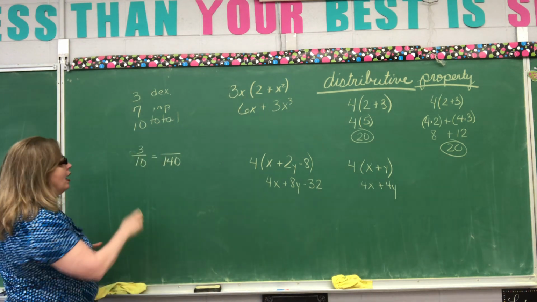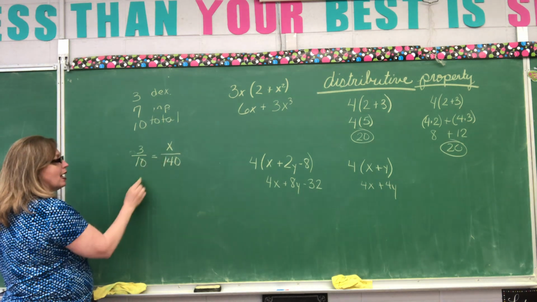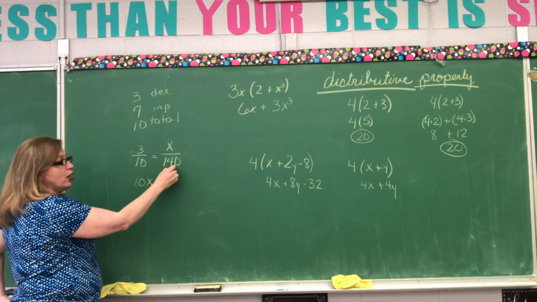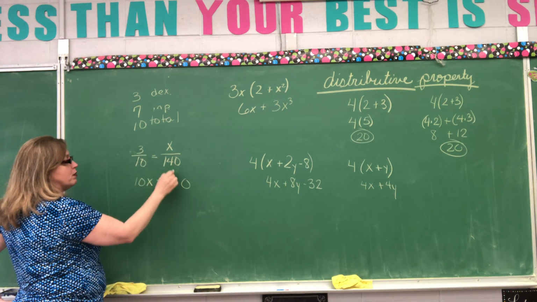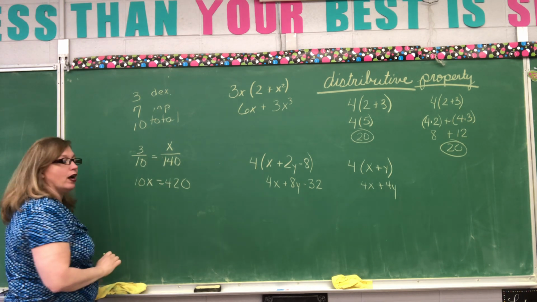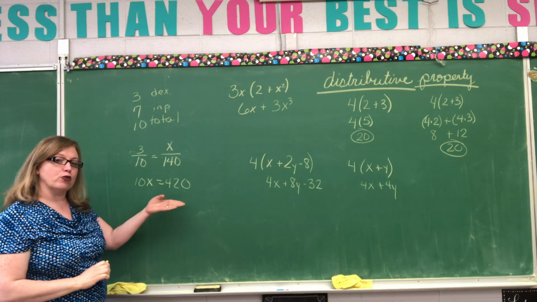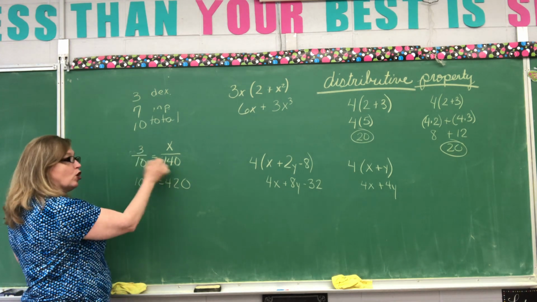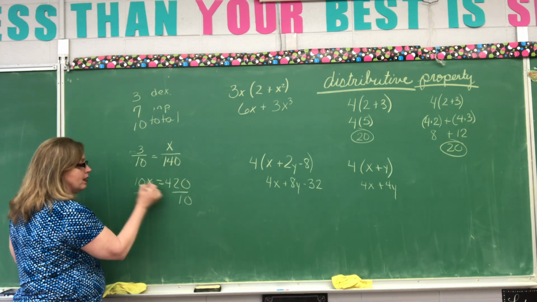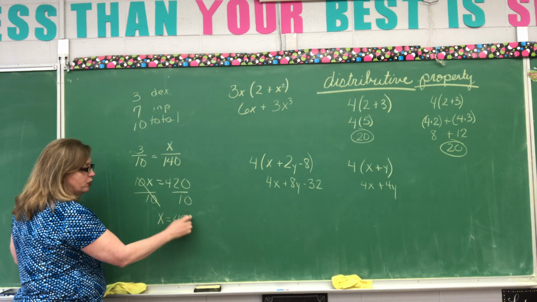Okay, so we're going to put an x, and all we're going to do is cross multiply. 10 times x is 10x. 3 times 140: 3 times 4 is 12, 3 times 1 plus 1 is 4. So our equation is 10x equals 420. All I did was cross multiply. Now I'm going to divide by 10. This is going to cancel, giving me x equals 42.